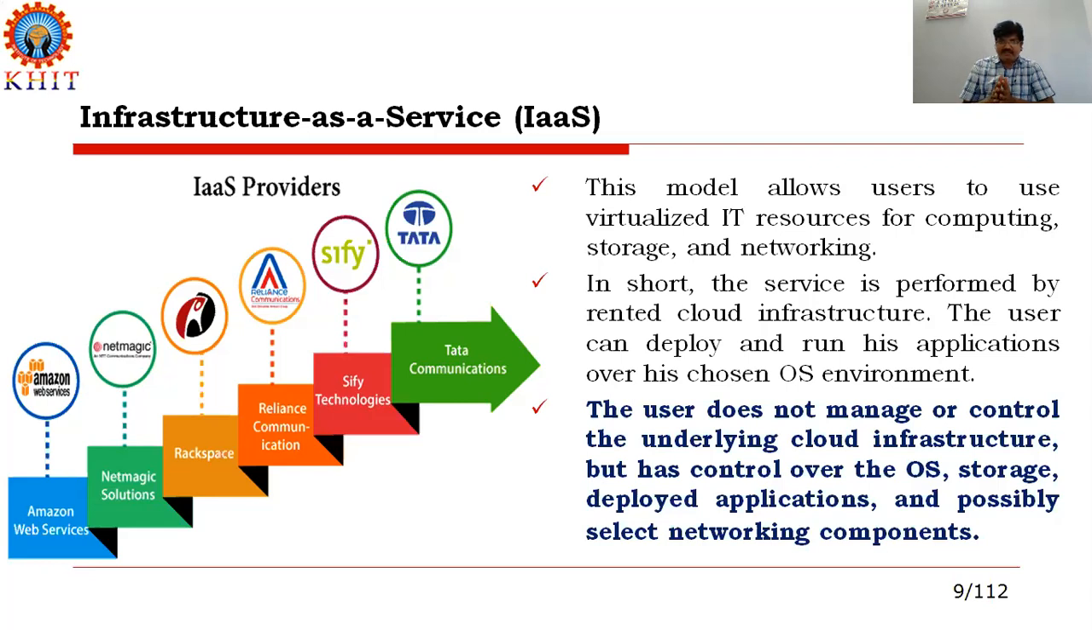So what is the duty of infrastructure as a service cloud providers? The cloud providers' main duty is to provide infrastructure as a service to the end users on a rental basis. Here, the entire infrastructure, like the storage, the networking, the security, and the space, is maintained by the cloud providers only. The end user need not bother. He simply connects his application to the cloud and utilizes the cloud service provider's infrastructure as a service through the internet, whenever and wherever he requires, by paying the rental amount. He doesn't bother about the maintenance of the components. In short, the service is performed by rented cloud infrastructures.